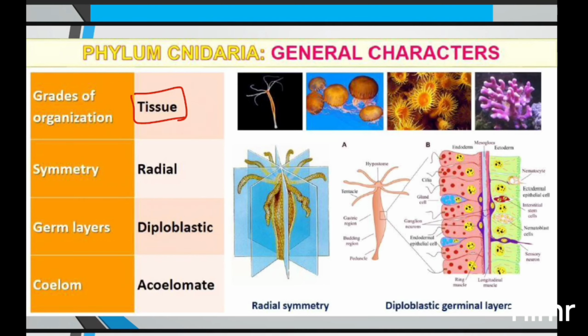If you check the body symmetry, most of the organisms have radial symmetry. That means if you cut along a plane passing through the central axis, you get equal halves. That's why we say they have radial symmetry. And what about the germ layers? They have two germ layers, the ectoderm and the endoderm. Mesoderm is absent, so they are diploblastic in nature. Since mesoderm is absent, these are acoelomate organisms.